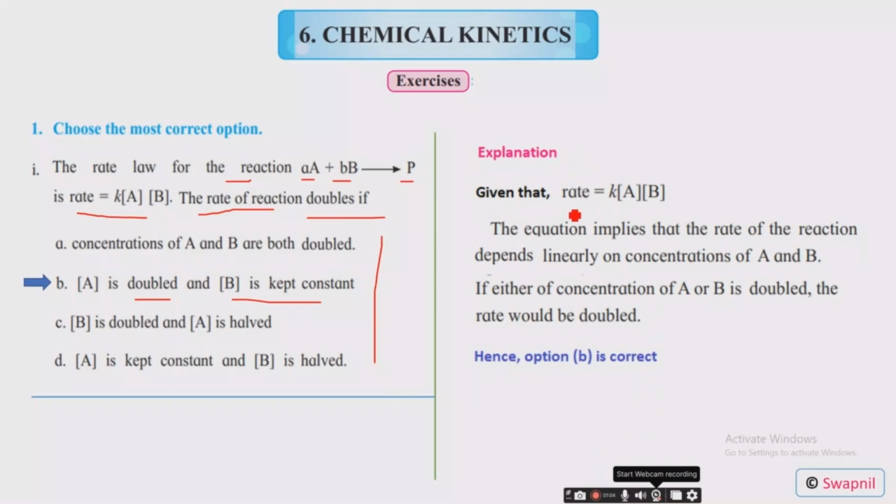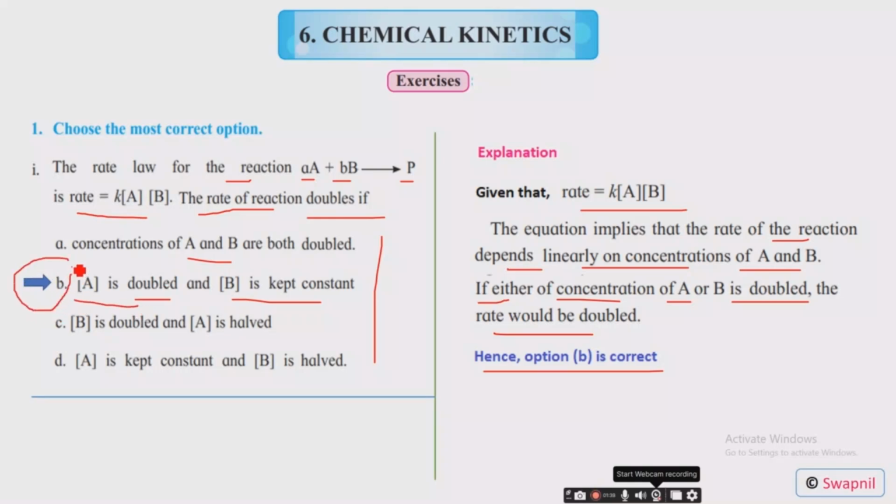Explanation: given that rate is equal to K into concentration of A into B, the equation implies that the rate of reaction depends linearly on the concentration of A and B. If either of concentration of A or B is double, the rate would be double. Hence, option B is the correct option. Option A is not correct because if we double the concentration of both A and B, then the rate would increase by a factor of 4. Hence, option B is the correct option, that is, concentration of A is double and concentration B is kept constant.